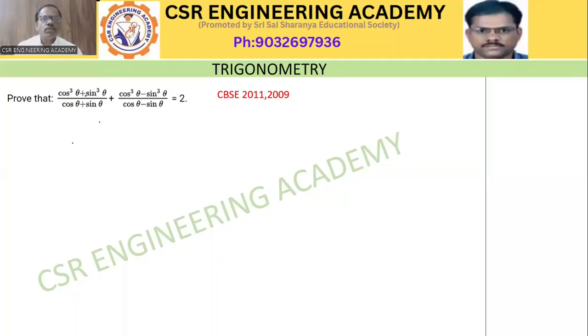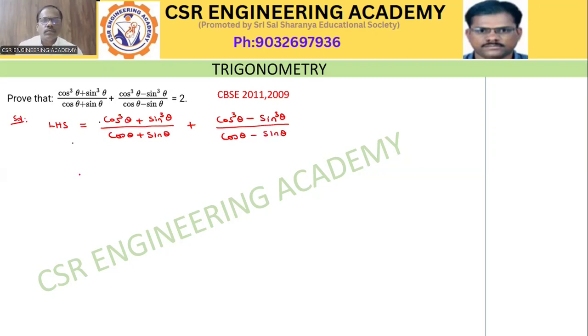Prove that (cos cube theta plus sin cube theta) by (cos theta plus sin theta) plus (cos cube theta minus sin cube theta) divided by (cos theta minus sin theta) is equal to 2. LHS is equal to (cos cube theta plus sin cube theta) by (cos theta plus sin theta) plus (cos cube theta minus sin cube theta) by (cos theta minus sin theta).